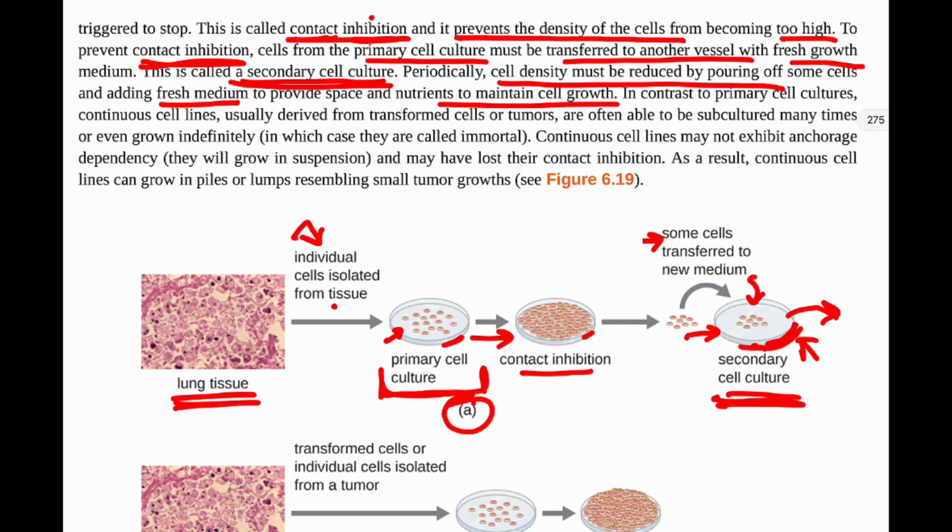In contrast to primary cell cultures, continuous cell lines, usually derived from transformed cells or tumors, are often able to be subcultured many times or even grown indefinitely, which are called immortal cells.